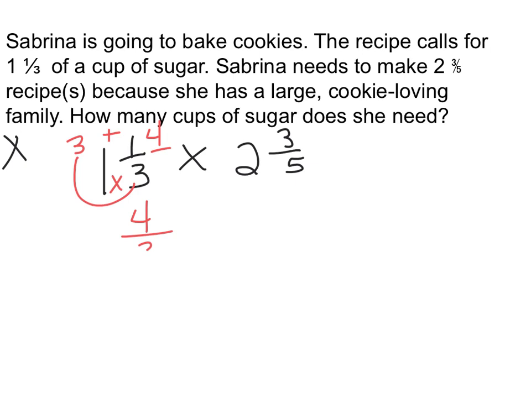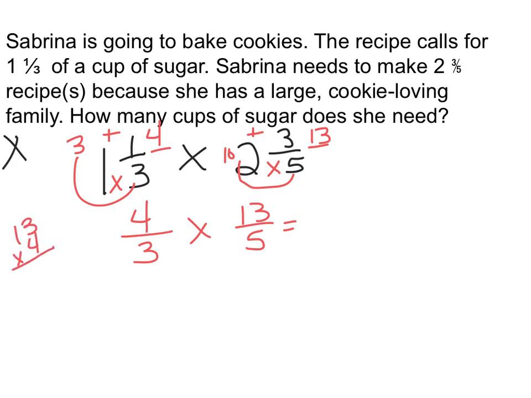So 4 over 3 times, again, you're going to multiply the 5 times 2, which is 10. And then you add in the 3, which is 13. And that's going to be 13 over 5. And then all you have to do is multiply. So 4 times 13, so I'm going to do it over here on the side. 4 times 3 is 12. 4 times 1 is 4, plus 1 is 5. So that's 52. And then 3 times 5, I know it's 15.